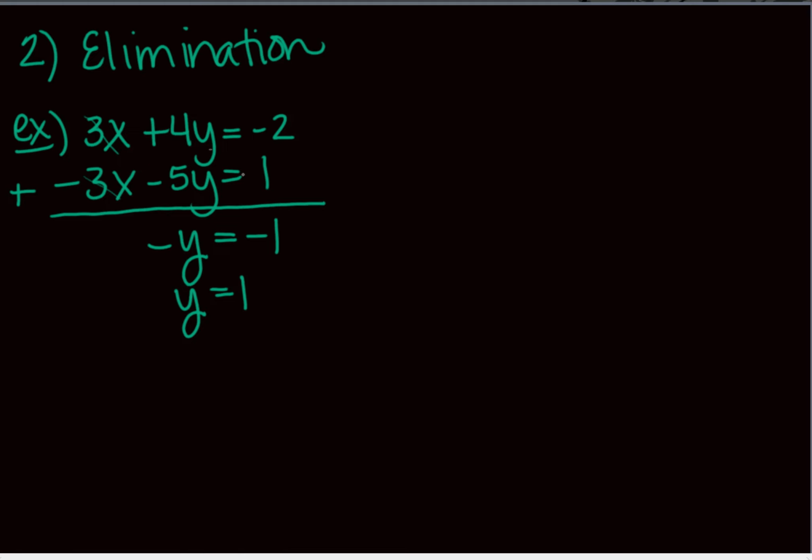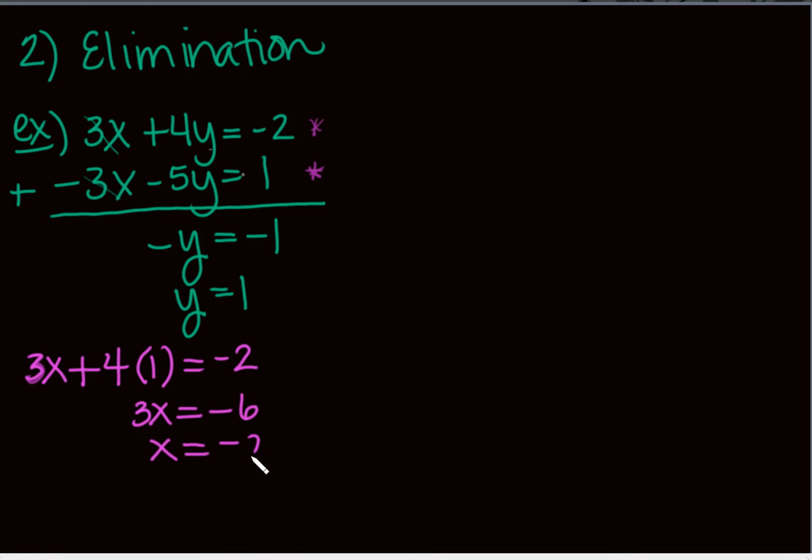Now that I know y is 1, I have to figure out what x is. Remember that y has to satisfy both of these equations, so I'm just going to pick one of them, the top one. So 3x plus 4, since y is 1, equals negative 2. That tells me 3x equals negative 2 minus 4, which is negative 6. So x equals negative 2.